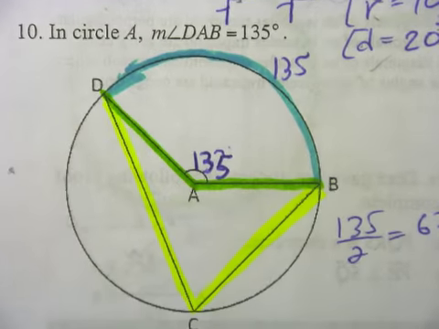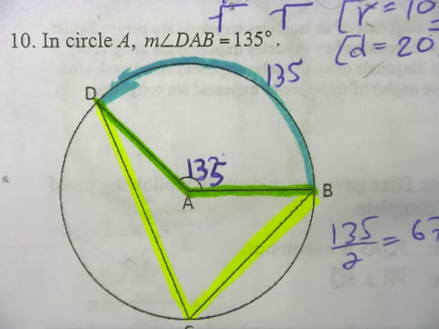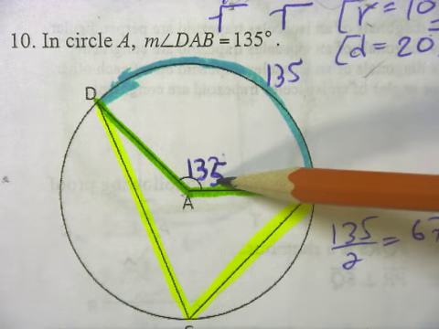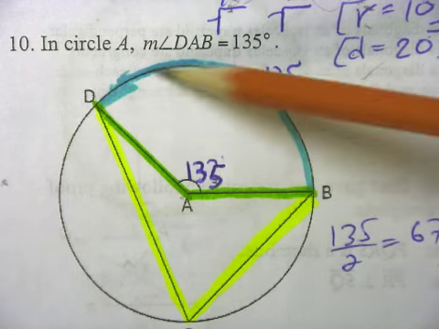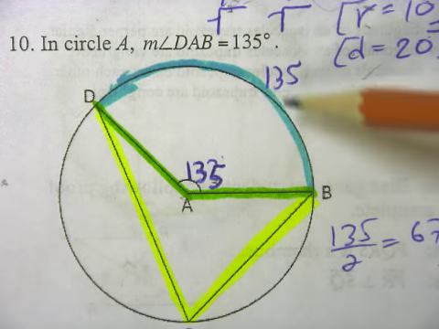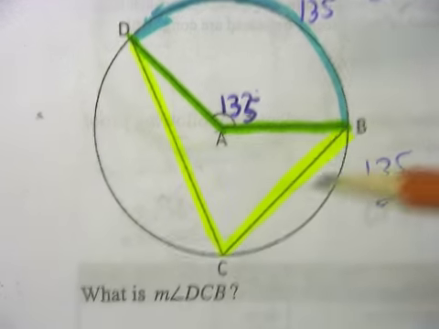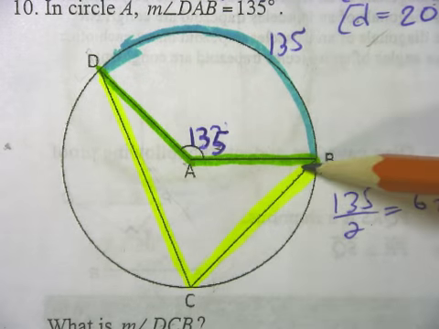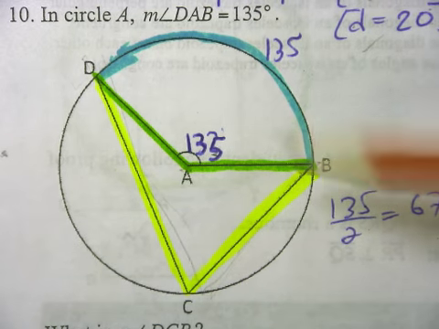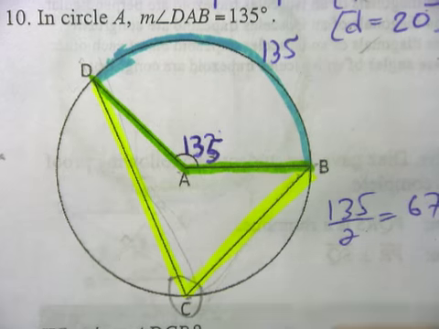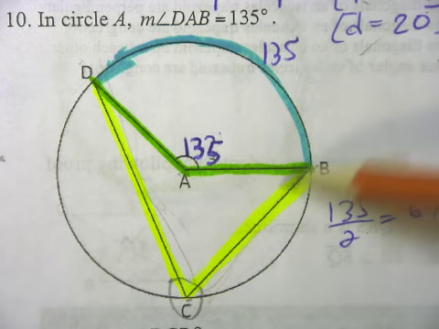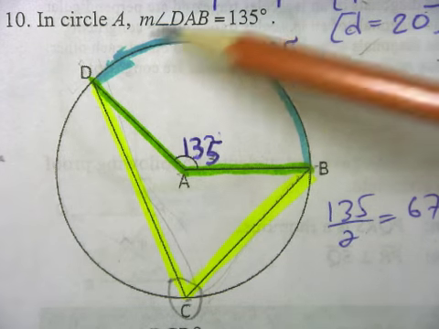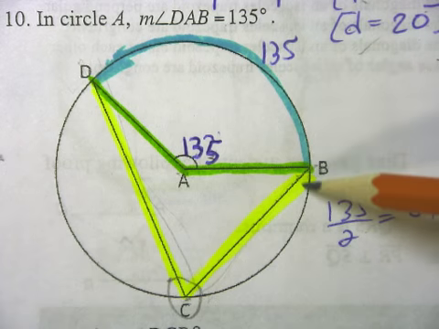Let's move on to question number 10. Question number 10, I have circle A. They tell me that angle DAB, which is a central angle, is 135 degrees. Then that means that the arc that it makes, arc DB, is also 135 degrees. But the question is asking, what is the measure of angle DCB? If you notice, DCB is an inscribed angle because its vertex is on the circumference.